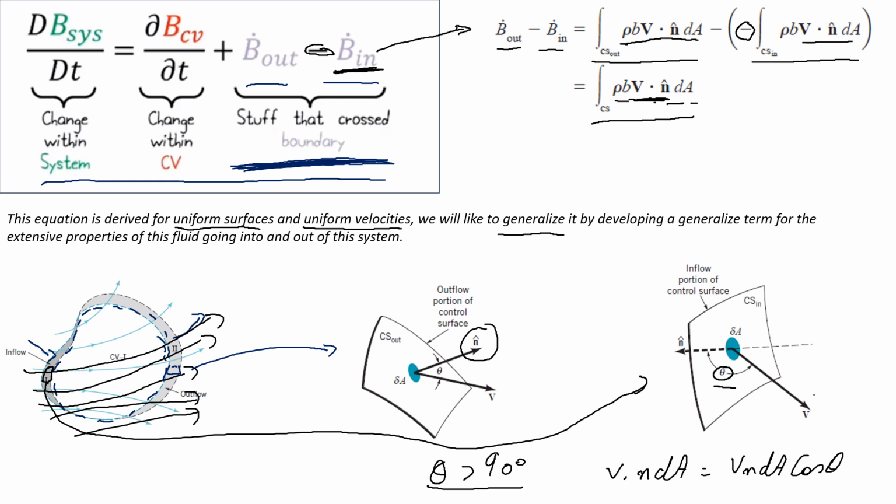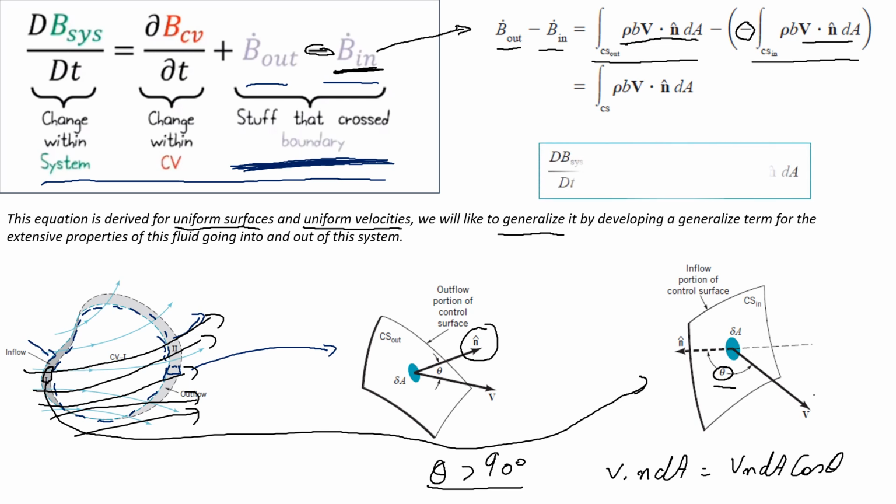And what are we studying? Either we are studying the extensive properties of the fluid that are going into the system, or we are studying the extensive properties of the fluid that are going out of the system. So this dot product is defining the inflow and outflow of this fluid. That is why we can use this single equation, because now we can incorporate both the inflow and the outflow in this single equation.